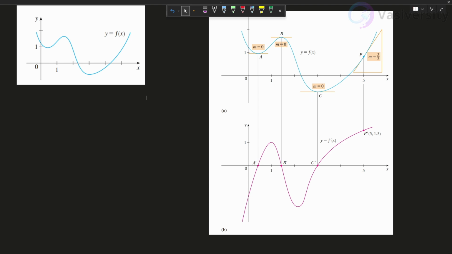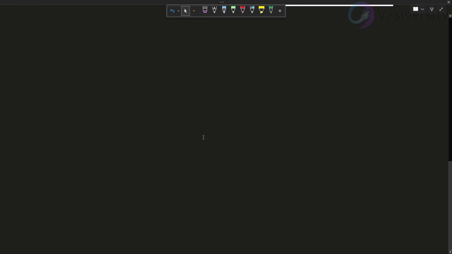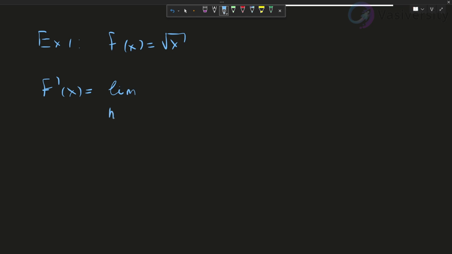Now, let's find the derivative of some functions. Last time we did it for polynomials, we did x squared. So now let's do something more interesting. Our first example, example 1, is f of x equal to the square root of x. This is unusual, so let's get to it. f prime of x is going to be the limit as h approaches 0 of f of x plus h minus f of x, divided by h.